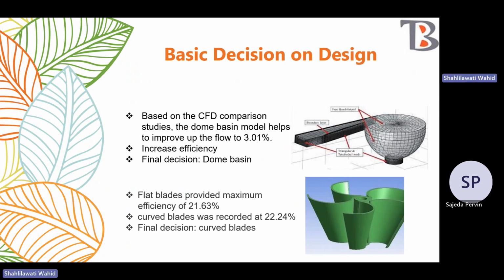So we are going to use the dome-shaped basin. Based on the study, the dome basin model helps to improve the flow by 3.01%. This kind of shaped basin is more efficient at creating electricity. And for the blades, we are going to use curved blades. The straight blade provided a maximum efficiency of 21.363%, and the curved blade was recorded at 22.24%. The rate of rotation of the turbine generated by the vortex is higher if we use curved blades.